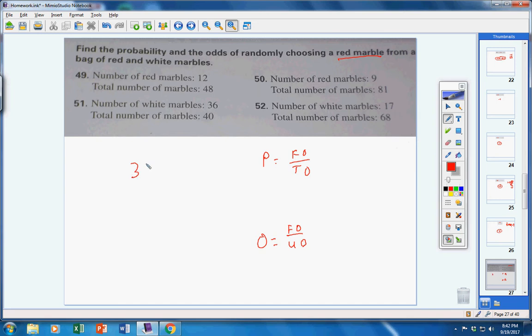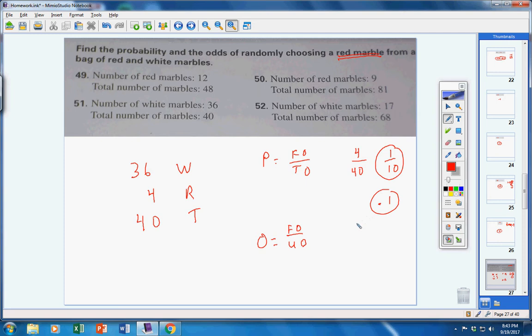We have 36 white marbles. We have 40 total marbles. So that means we have 4 red marbles. So the probability of pulling out a red marble would be favorable outcomes, 4, over total outcomes, 40, which reduces to 1/10. And that's a fine answer. Or you can also put 0.1.